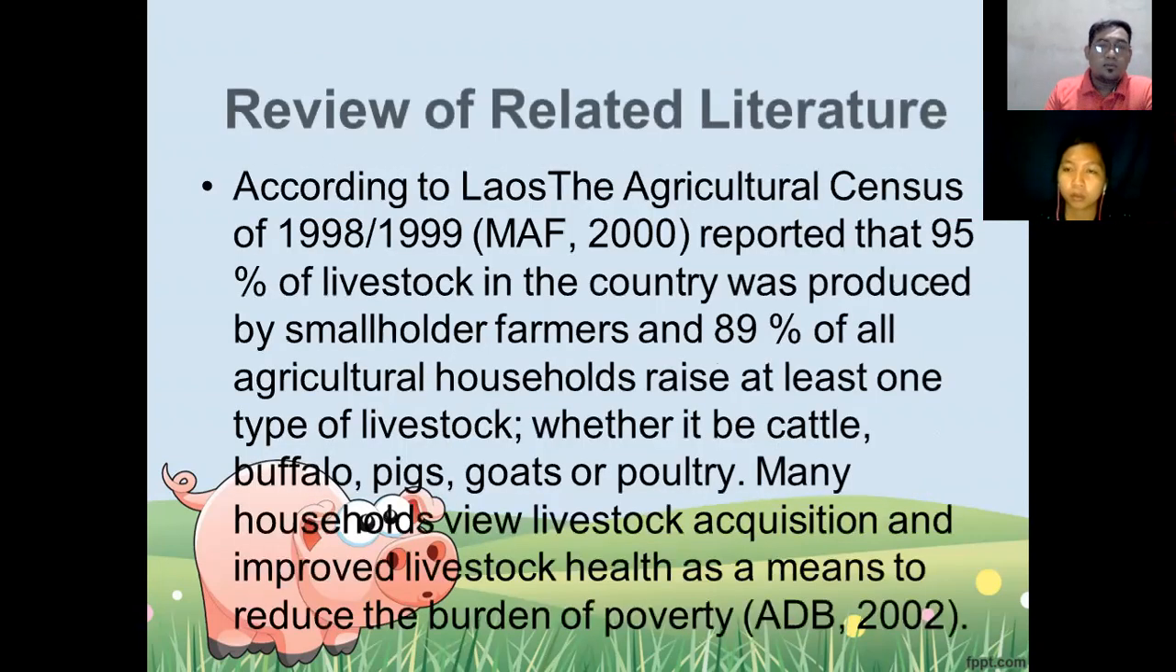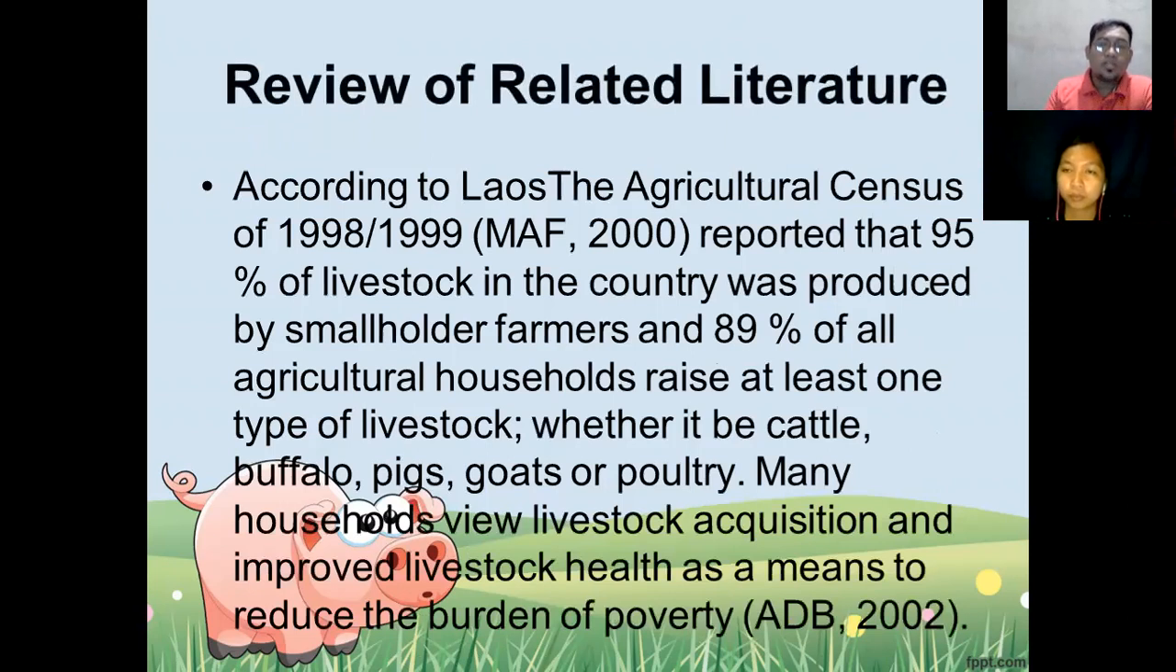So, the review of related literature. According to the Laos Agricultural Census of 1998 and 99, MAF 2000 reported that 95% of the livestock in the country was produced by smallholder farmers, and 89% of all agricultural households raised at least one type of livestock, whether cattle, buffalo, pigs, goats, or poultry. Many households view livestock acquisition and improved livestock health as a means to reduce the burden of poverty, according to ADB 2002.